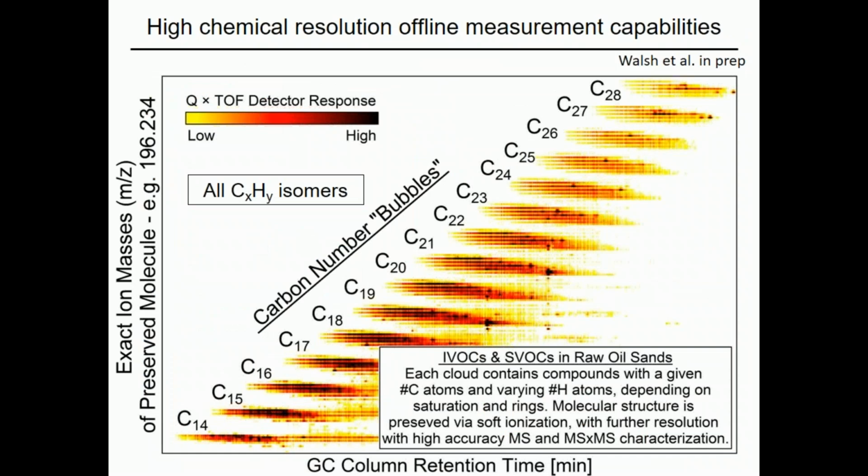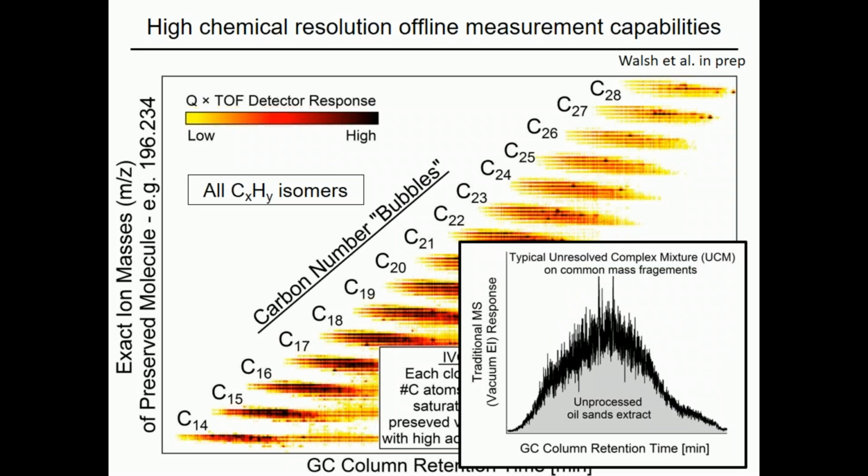Here is some work that we've done on oil sands in collaboration with Environment Canada. Each of these carbon bubbles is a mix of hundreds, if not 1,000 isomers at a given carbon number, and they change based on their molecular structures. In this kind of targeted analysis, we use these really high accuracy masses to precisely dive in and look at all the different compounds that occur on a molecular formula, as opposed to an unresolved complex mixture, which is what this looks like if you run it on an old school electron ionization mass spec.